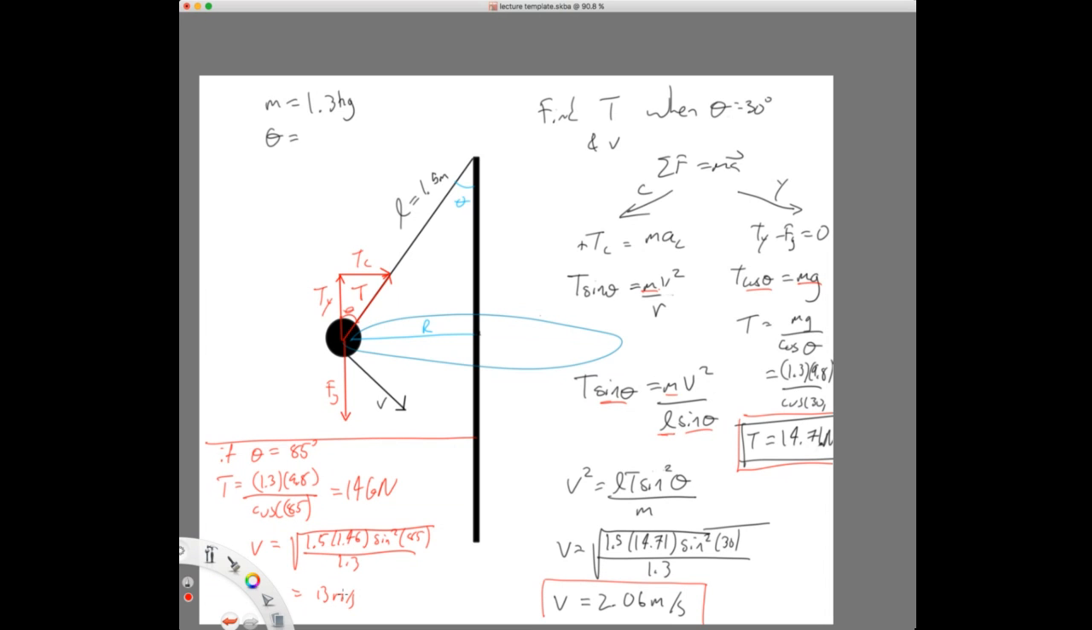In fact, you can never reach 90 degrees. You could figure out at what angle this rope would break. Maybe your rope can only handle 1,000 newtons. Once you put in 1,000 newtons, we can solve for the angle and then see how fast it's going. So there's a lot of variations we could do with a problem like this. But the key is we get our forces, we sum the forces, and now we're splitting them into centripetal and y. But this is otherwise very similar to what you've been doing in the last contest.